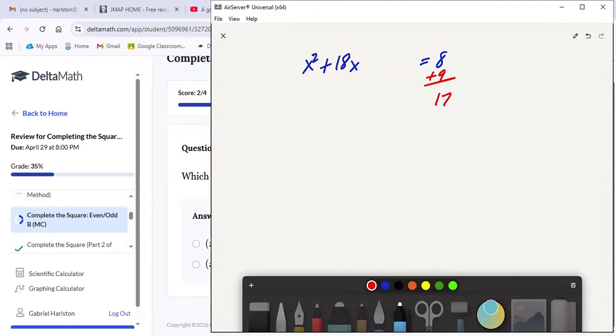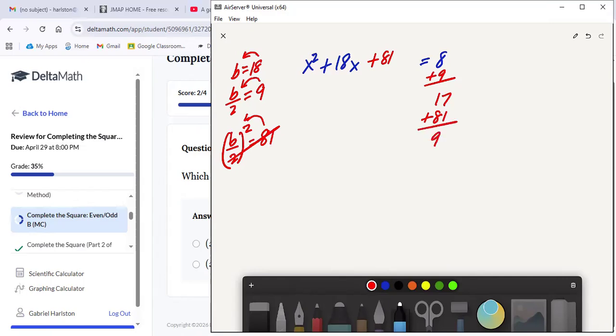And then I need the b. The b here is 18. Half of b is going to be 9. Then I take half of b and square it, so that's 9 times 9, which is 81. I'm doing this in my head, but you can use the calculator and store 18 into B, then do B over 2, and then square it. You should get those numbers. I'm going to add 81 to both sides. All right, that's done. Now, 81 plus 17 is 98.